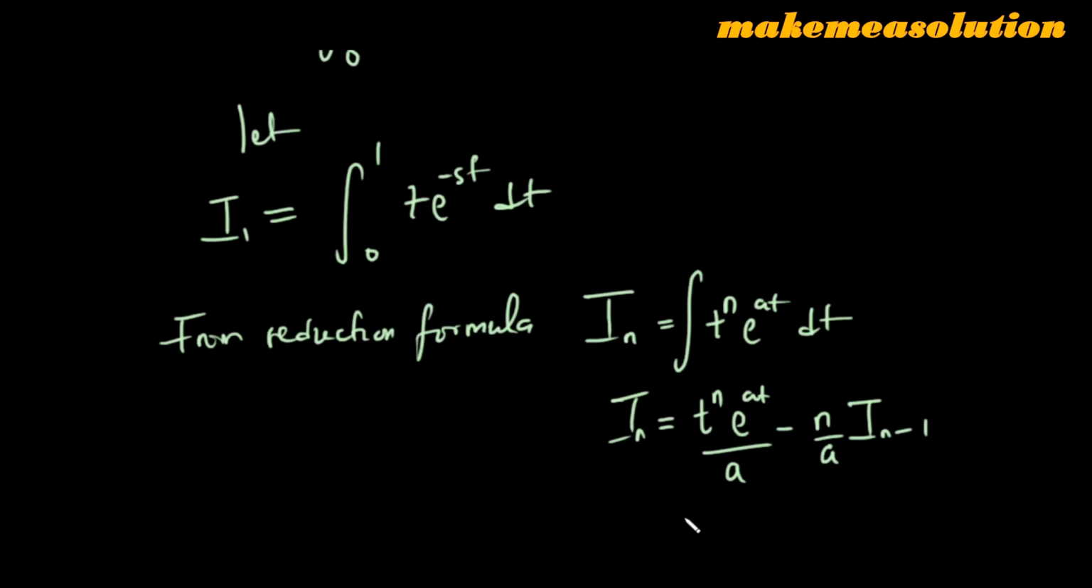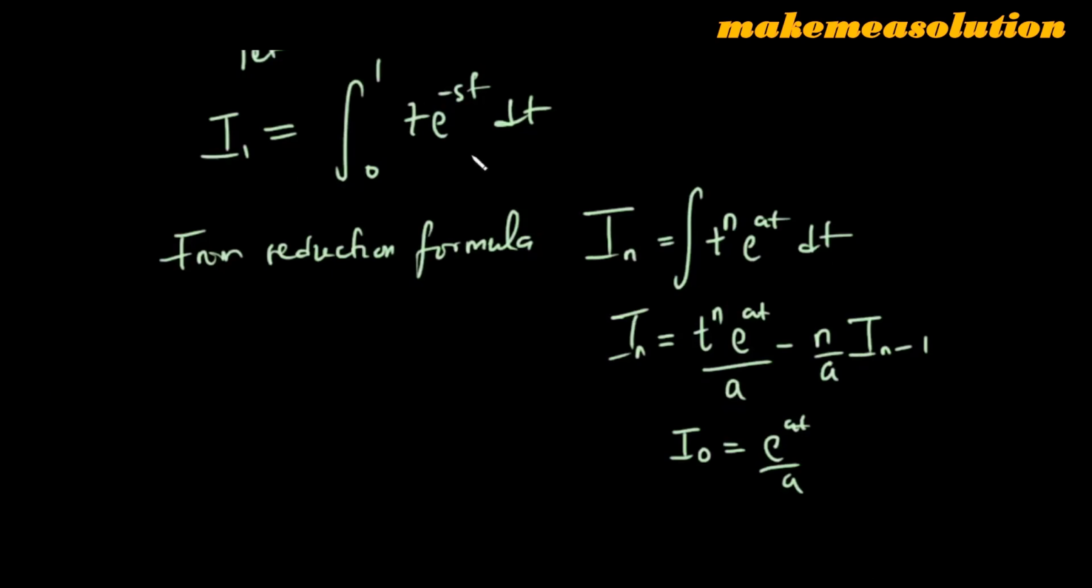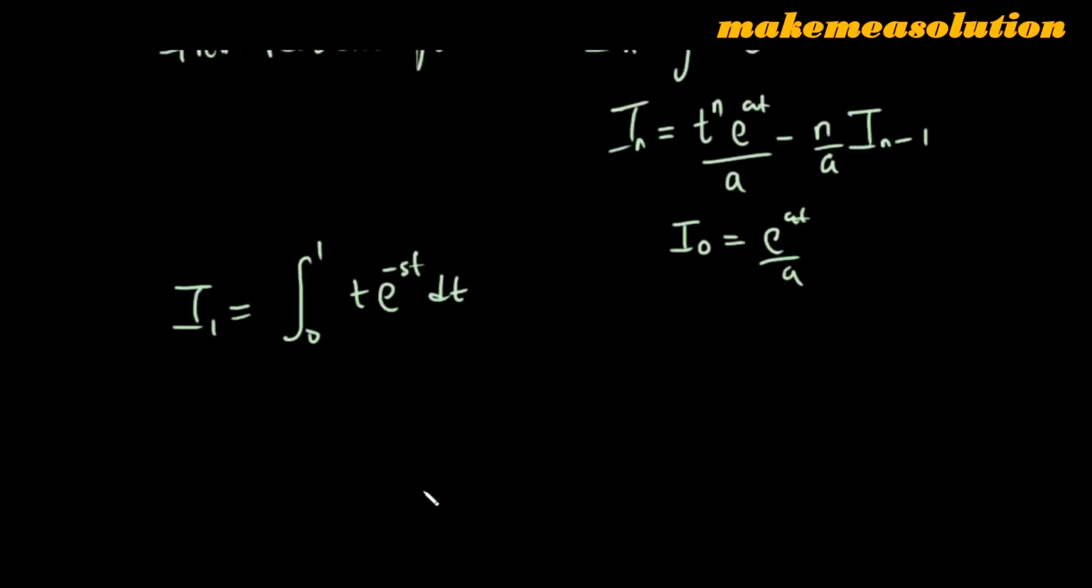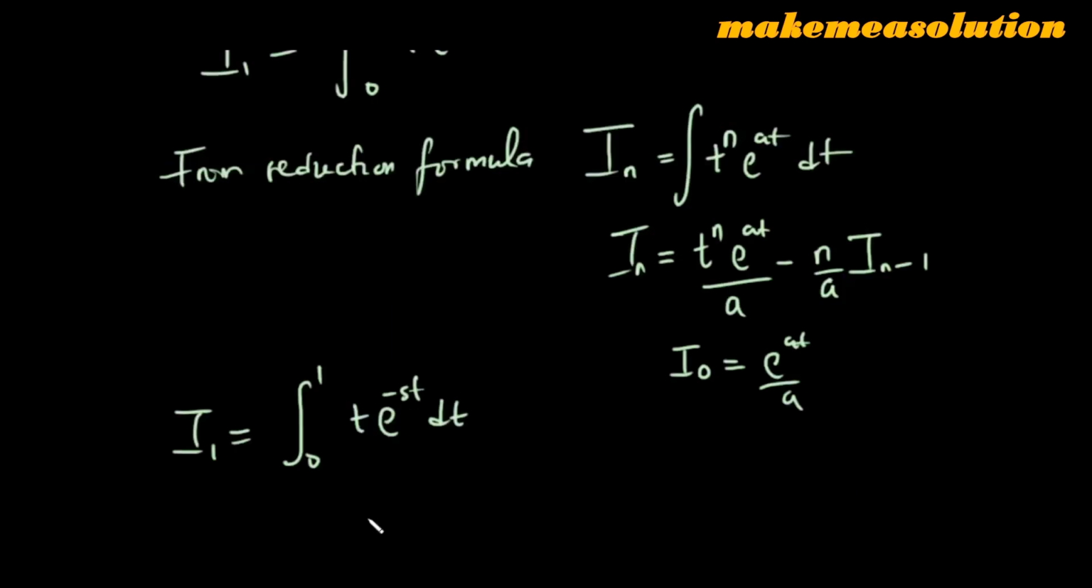With this reduction formula, I also established that I naught, that is I0, is exponential at over a. So we should take note of the application of these two. That's what I want to use to solve this one quickly. So my I1 is going to be what? The integral from 0 to 1 of t exponential minus st dt. I'm going to apply the reduction formula like this so that you will see how we're going to get something out of it.